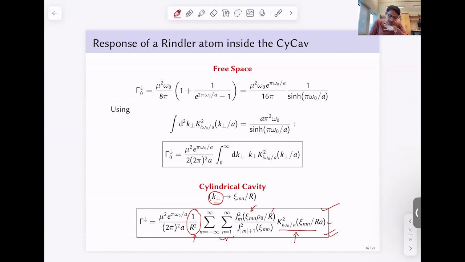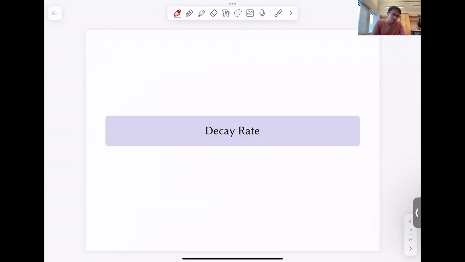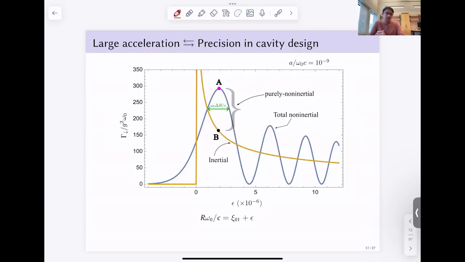So now that we have the expression for the response, or the decay rate, of a Rindler atom inside a cylindrical cavity, we'll analyze this expression using some plots. First, let us do it for the decay rate, since we wrote the expression for the decay rate. The total non-inertial decay rate is the expression that we just wrote.